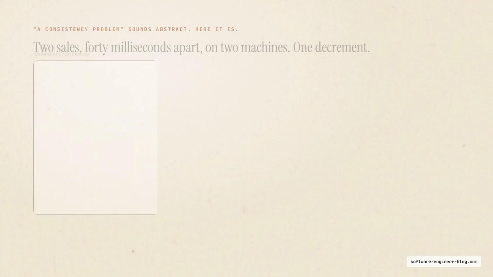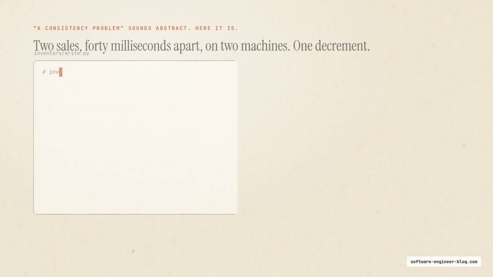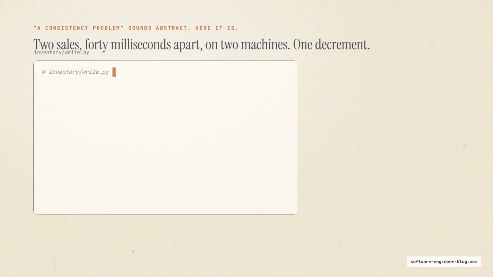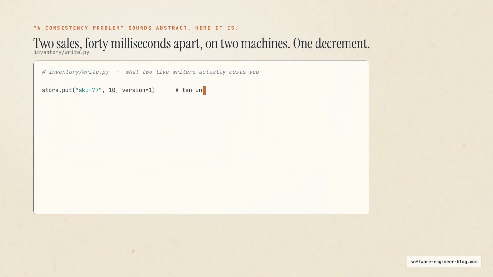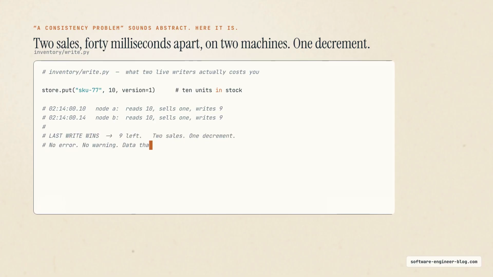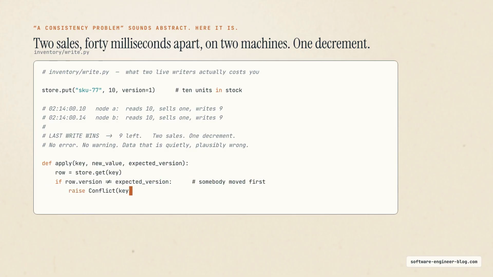Let us make that conflict concrete, because a consistency problem sounds abstract until you watch one happen. One product, 10 units in stock. 2 customers each buy one, 40 milliseconds apart, and they happen to land on different machines. Machine A reads 10, subtracts 1, writes 9. Machine B also read 10, subtracts 1, writes 9. Last write wins, so the stock is 9. 2 sales, 1 decrement. You did not get an error. You did not get a conflict warning. You got data that is quietly, plausibly wrong.